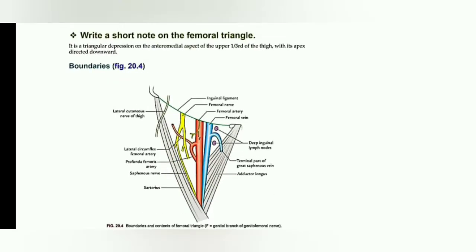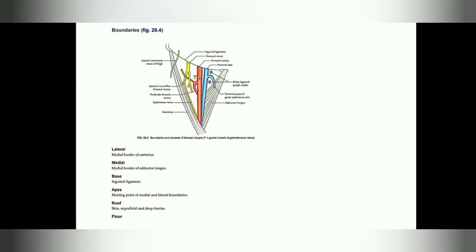Next question is to write a short note on the femoral triangle, which is a triangular depression on the anteromedial aspect of the upper third of the thigh with its apex directed downwards. So first we gave the definition of the femoral triangle. Now we'll give the boundaries as we talked earlier. The lateral, that is the medial border of sartorius, the medial border of adductor longus, the base is the inguinal ligament, and the apex is the meeting point of the medial and lateral boundaries.